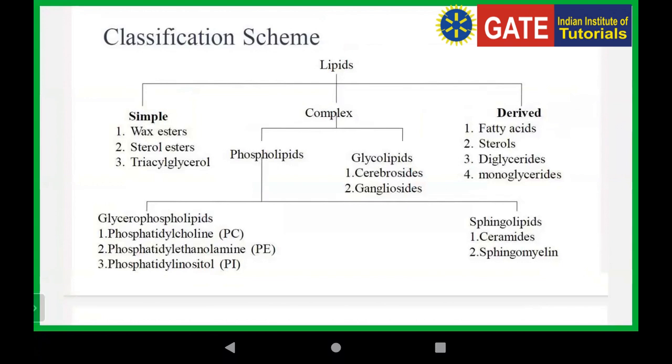Simple lipid example, triacylglycerol. Our adipose tissue stores triacylglycerol. And phospholipids, cerebrosides, gangliosides, sphingolipids, all these are the structural components of cell membranes. Understood, everyone?